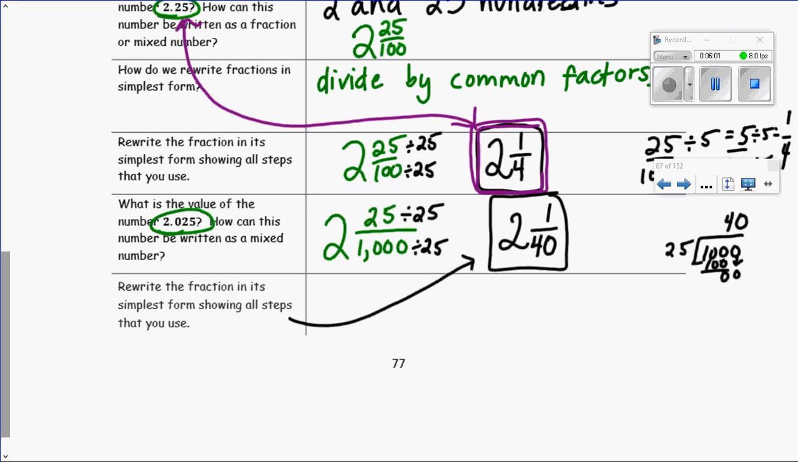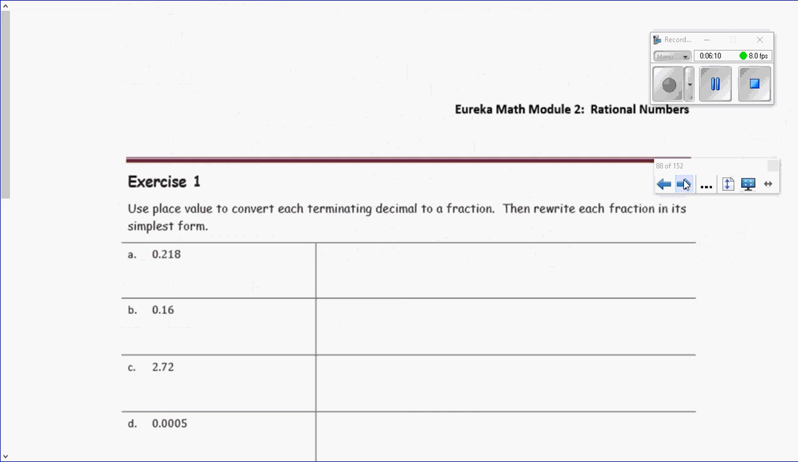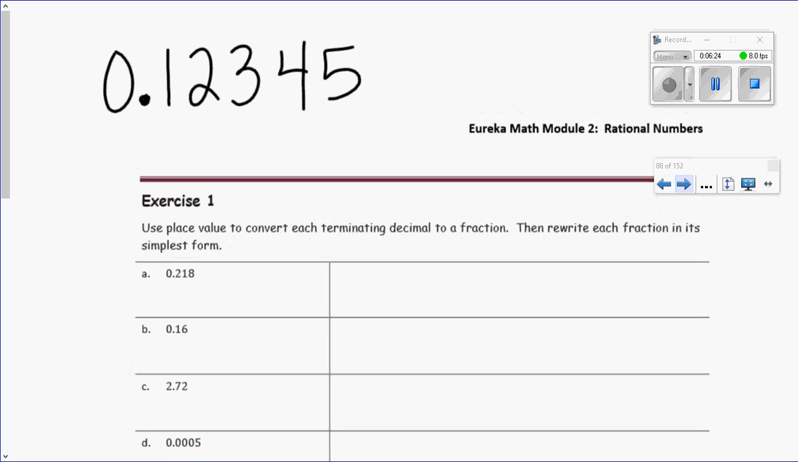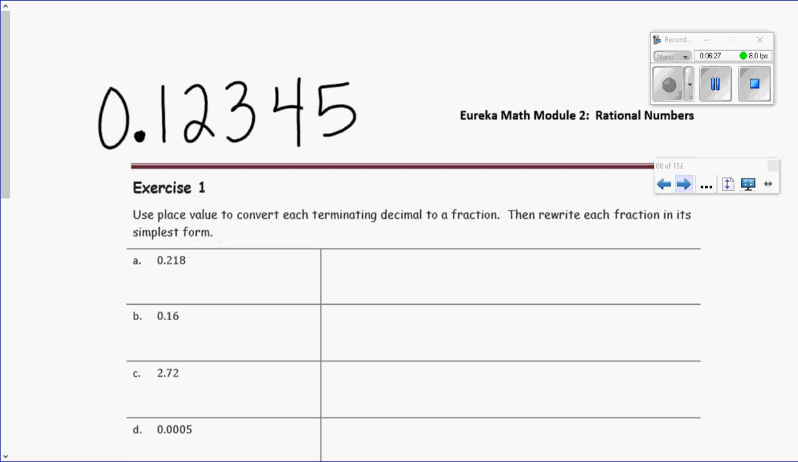Let's practice an exercise 1. So on page 78, I can see that the 0.218 ends in the thousandths place value. So let's actually kind of do a diagram up here. And I'm just going to go 1, 2, 3, 4, 5. So if that was a number that we were dealing with, the 1 is in the tenths place value.